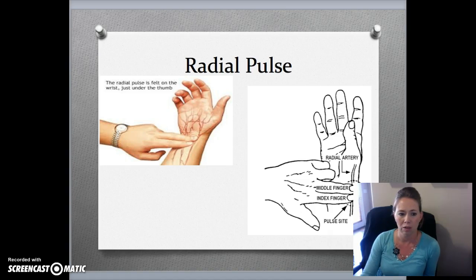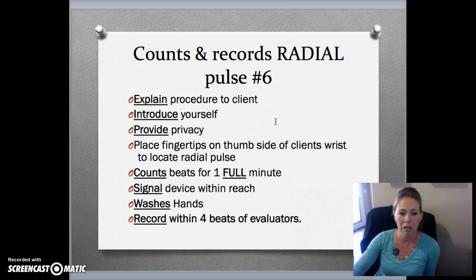So you use your two fingers and feel right on the radial artery. Not using your thumb, your first two fingers can feel it easier. So make sure you use those fingers. Explain to your patient what you're doing.